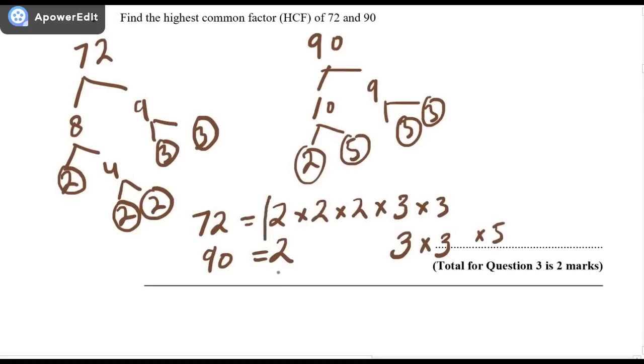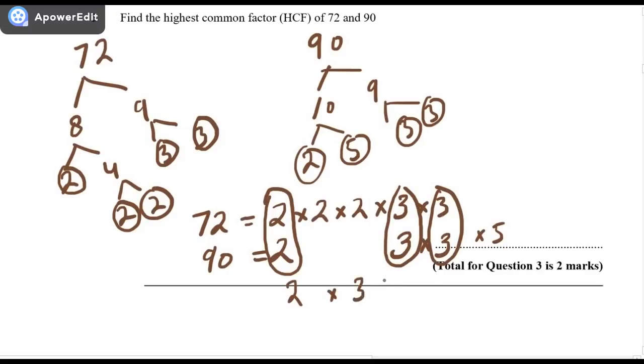Okay, now find the same numbers. So I got 1 pair here, same number, so I got the same number over here. So one pair makes one number, so this becomes 2 here times this 3 and times this 3. So two numbers make one number because the same we're gonna write once. So 2 times 3 is 6, 6 times 3 is 18. So the answer is 18. So 18 is the highest common factor of 72 and 90.